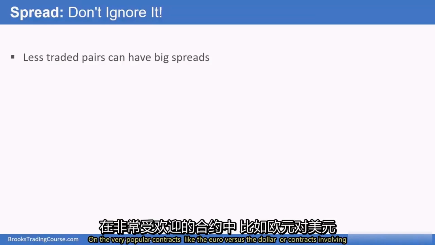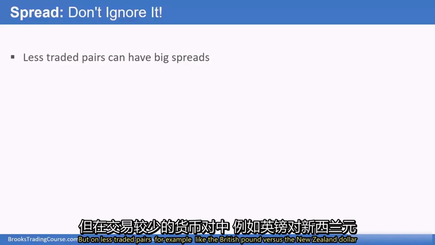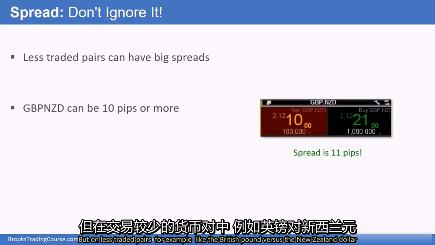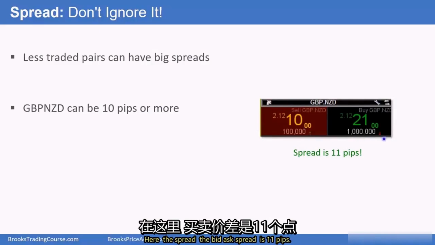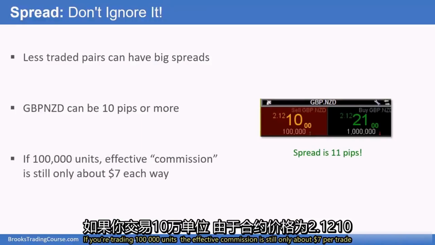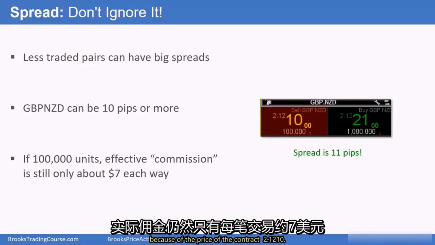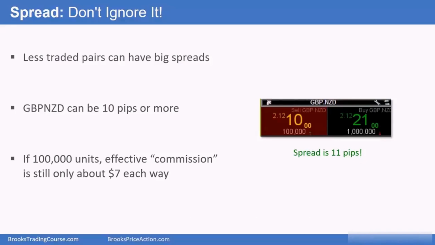On the very popular contracts like the Euro versus the dollar or contracts involving the yen, the spreads tend to be fairly tight. But on less traded pairs, for example, like the British pound versus the New Zealand dollar, the spread can be 10 pips or more. Here, the bid-ask spread is 11 pips. If you're trading 100,000 units, the effective commission is still only about $7 per trade because of the price of the contract, 2.1210. So even with the very big spread, that still comes out to a transaction cost of $7 each way.